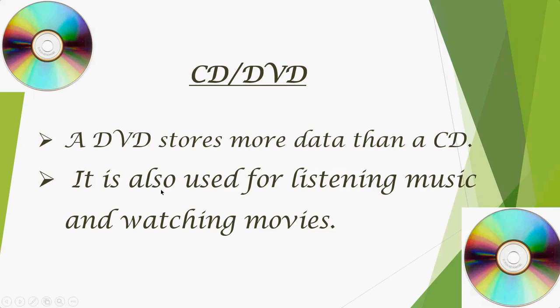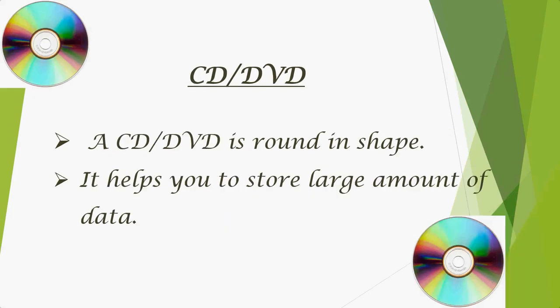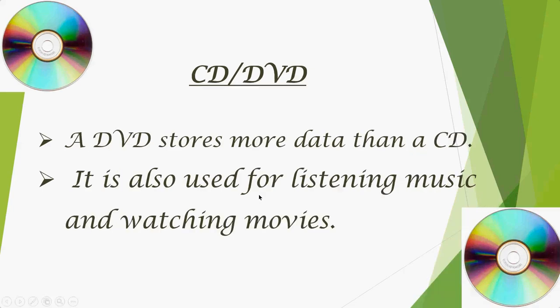So coming back to the class, it is also used for listening to music and watching movies. So we use CD or DVD for listening to music and watching movies. With this, what are the points that we have learned about CD or DVD? CD or DVD is round in shape. It helps to store large amounts of data. A DVD stores more data than a CD. It is also used for listening to music and watching movies.